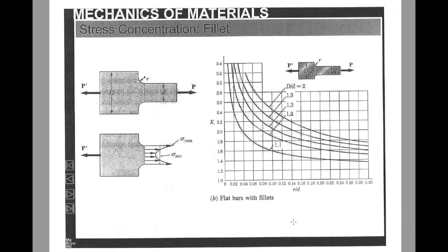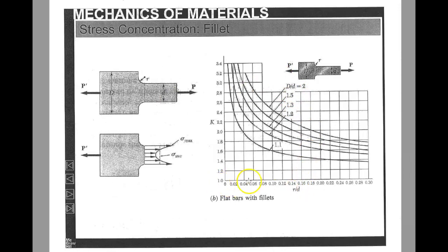Now, if we have, on the other hand, a flat bar with a fillet, we have a little bit different geometry, and we have 2 factors that we need to find. But basically, little r is the radius of the fillet, little d is the width of the neck of the bar, and capital D is the width of the body of the bar. So the first thing is we calculate the ratio r over little d, in other words, the radius of the fillet over the width of the neck. Then we have another factor to compute, which is the width of the body divided by the width of the neck, or capital D over little d.